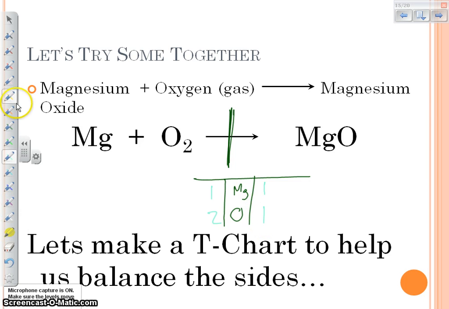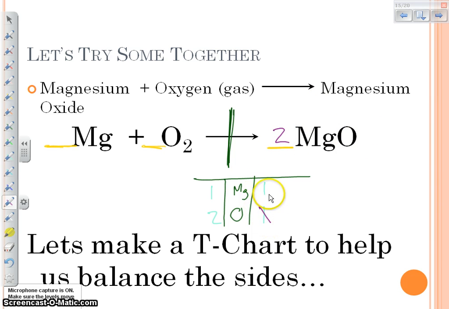And again, the only place that I can go through and actually put stuff is at a coefficient in front. So my first thing I got to think about is, can I go through and balance out the magnesiums? No, they're already set. Can I go through and balance out the oxygens? Yes, they need to be balanced. I need to double the right side. So in order to double this right side, I put a 2 there.